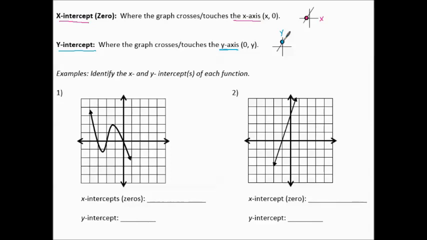Let's look at some examples. So we're going to identify the x and y-intercepts of each function. So the x-intercepts, or zeros, remember, is where my graph touches my x-axis. Here's my x-axis, my y-axis. So I'm looking for when does my graph touch this axis. So I'm going to look at all the points where that happens. And I see that I have 3 points. I have one here, and one here.